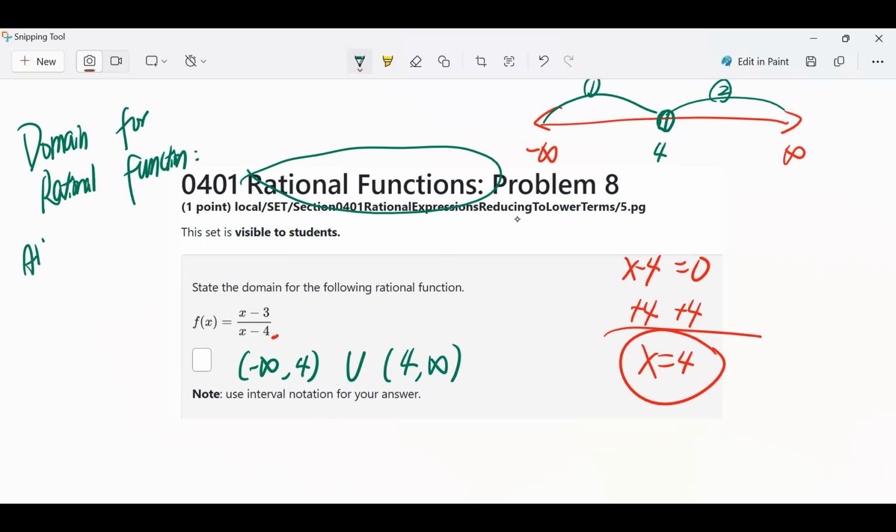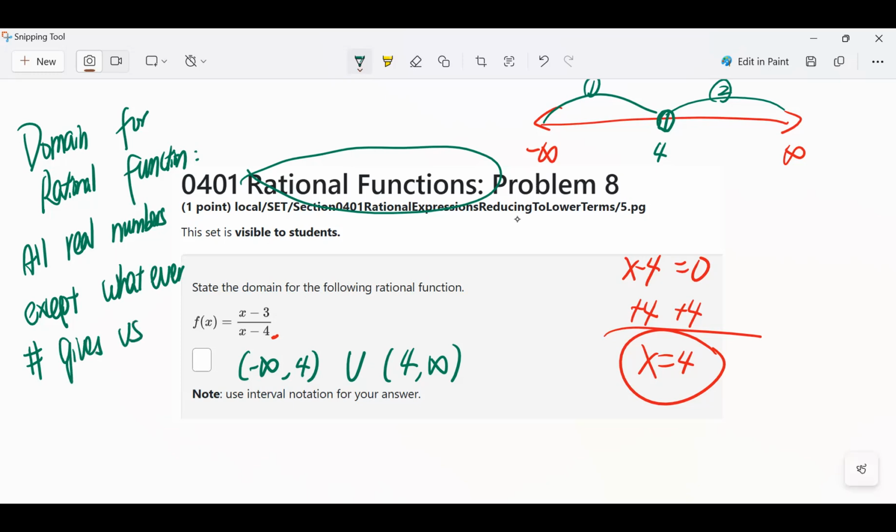Domain for the rational function: it's all real numbers except whatever number gives us 0. Okay, that's how you find the domain for the rational function.